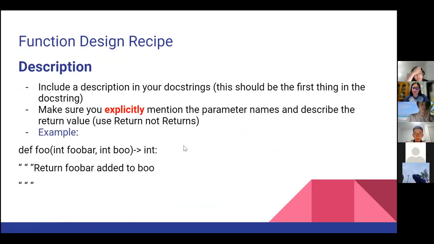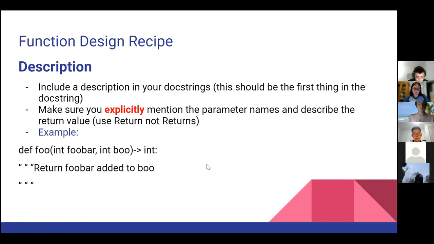Okay, the next part of the function design recipe is the description. You should always be including a description in your docstrings as well, and it should be the first thing in the docstring. You need to explicitly mention the parameter names. So if you have parameters like foobar and foo, they need to both be in your description, by their specific names. You can't use another name for them. You have to explicitly mention them by name.